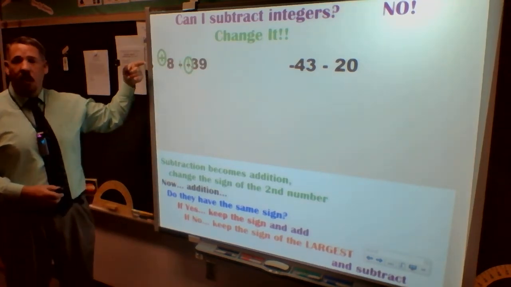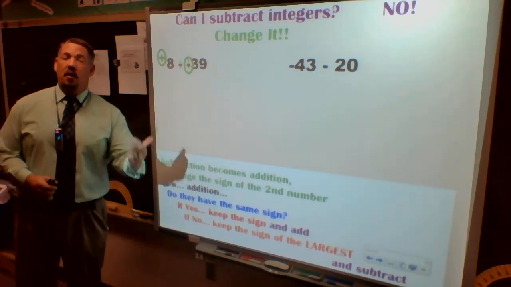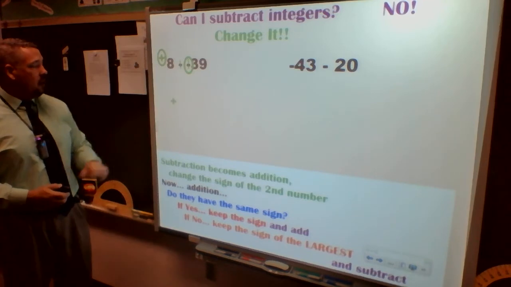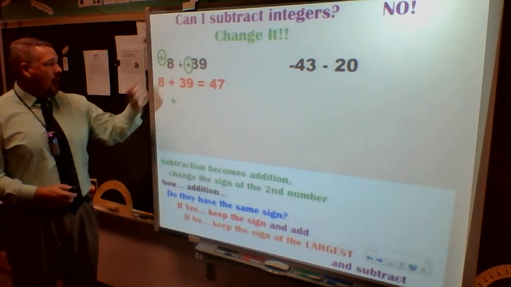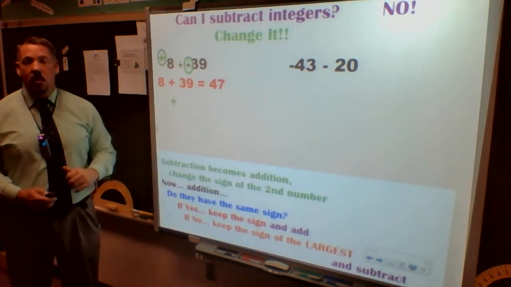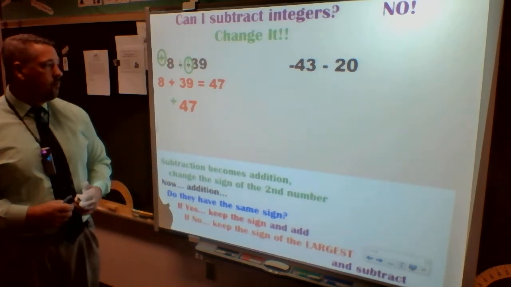But there wasn't a sign with the 8. That's okay. Any number without a sign is automatically positive. So I have positives, so I keep the sign. Add them together. 39 plus 8 is indeed 47. So I know my answer is a positive 47.